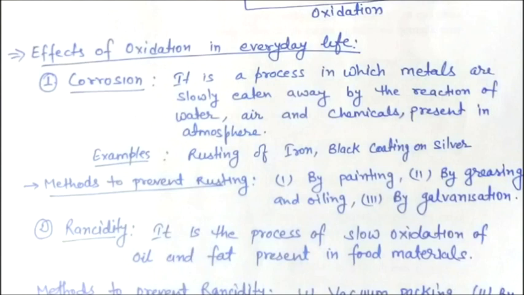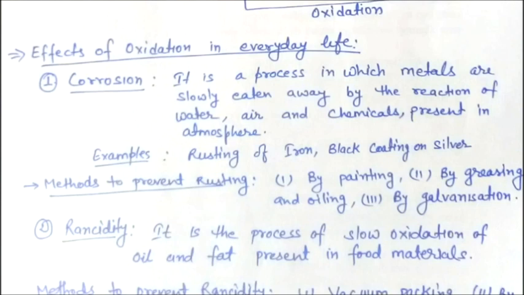What are the methods to prevent rusting? Number 1, by painting. Iron articles such as window grills, iron gates, steel furniture, railway coaches, bodies of cars, buses, and many other articles can be prevented from rusting by applying paint on these.